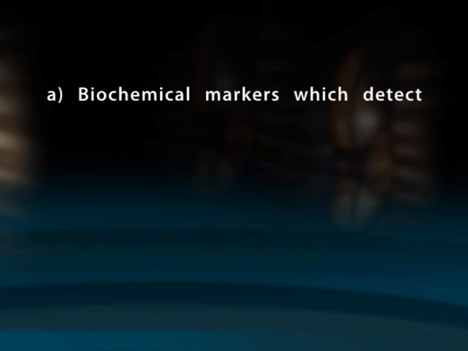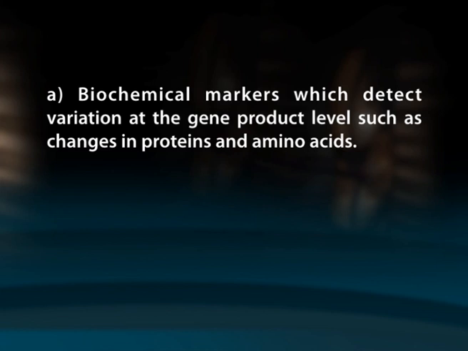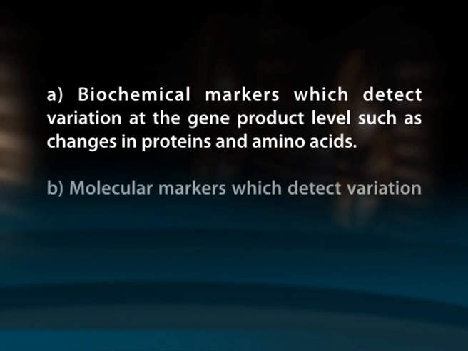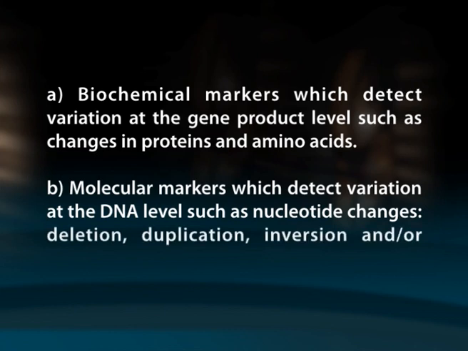Molecular genetic markers can be divided into two classes. A. Biochemical markers, which detect variations at the gene product level such as changes in proteins and amino acids, and B. Molecular markers, which detect variations at the DNA level such as nucleotide changes, deletion, duplication, inversion and insertion.